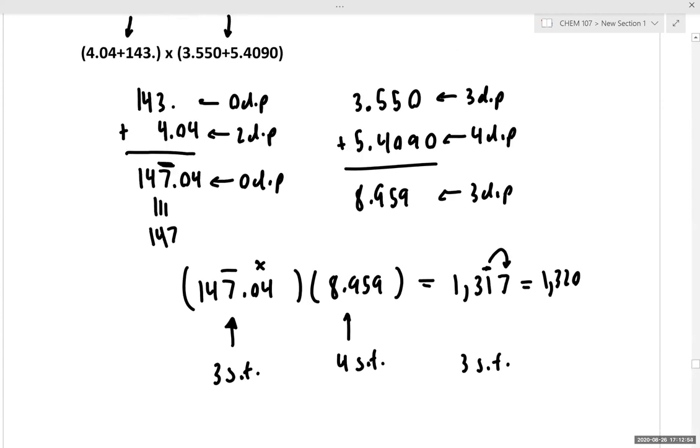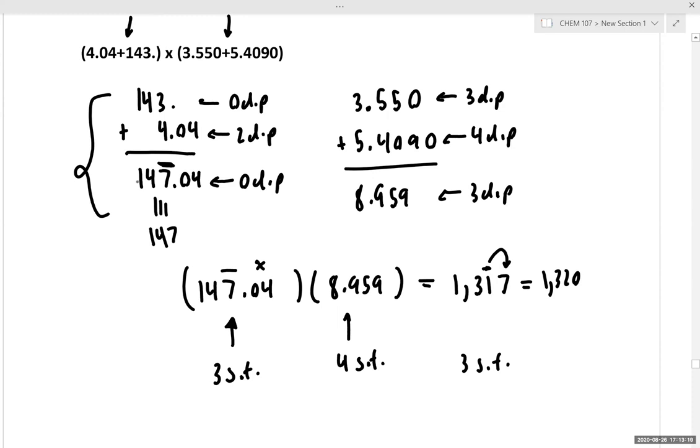So, following the rules once again, you perform each operation following order of operations. We had parentheses, so we start with the operation in parentheses. We followed the rules for addition, and we care about decimal places. For 147.04, these last 2 digits are not significant, so we note that by putting a bar over the 7.